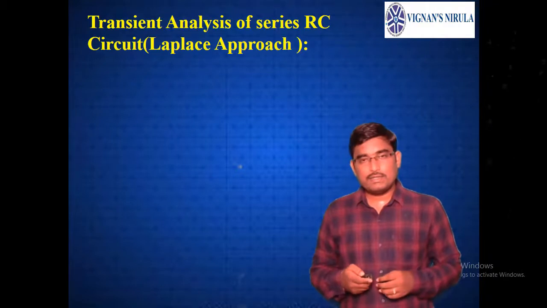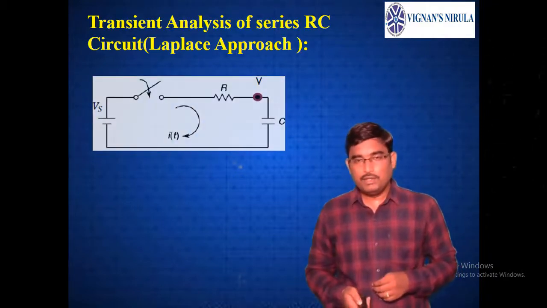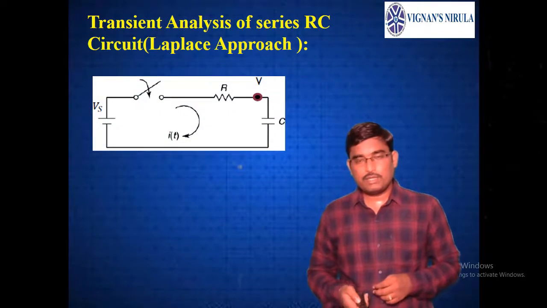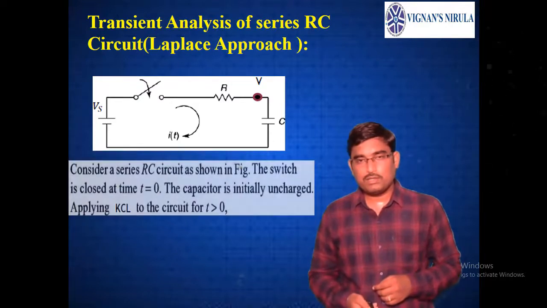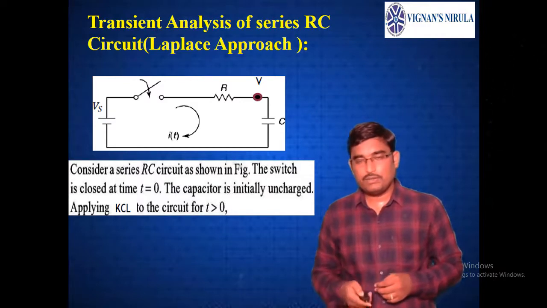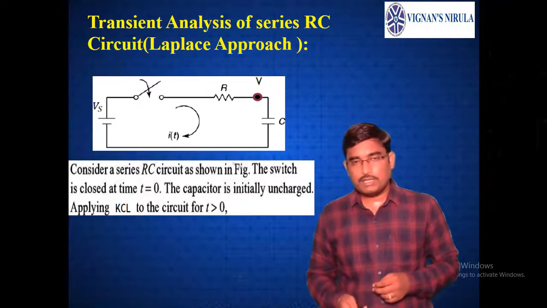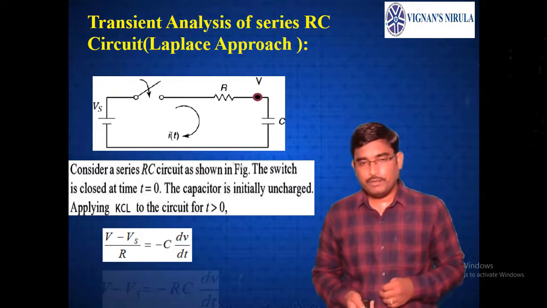Now let us see the transient analysis of an RC circuit by using the Laplace transform approach. So let us take an RC circuit. The current in the circuit is I, switch S is closing at t equals 0 and Vs is the supply voltage. Here also the assumption is that the capacitor is initially not charged and the switch is closed at t equals 0. So after closing the switch, for t greater than 0, if you apply KVL, it will be (V minus Vs) by R equals minus C into dV by dt.